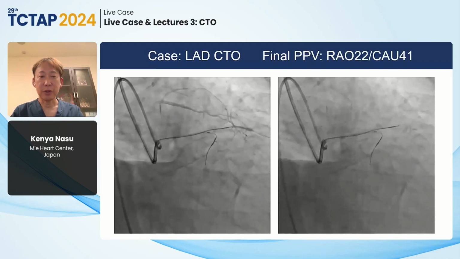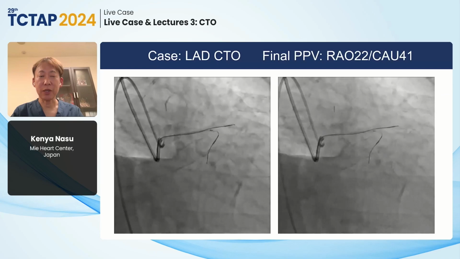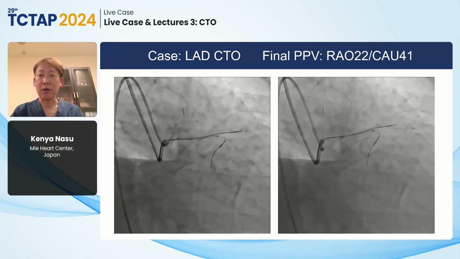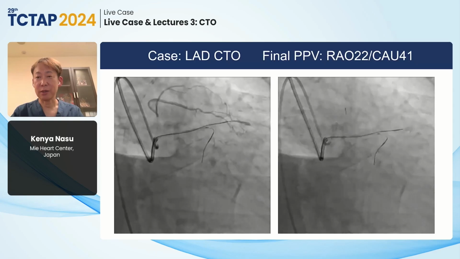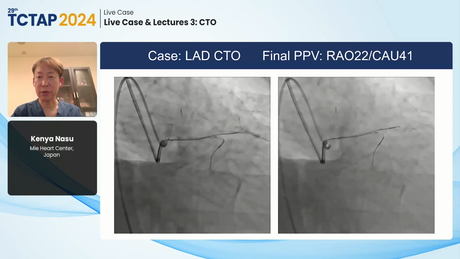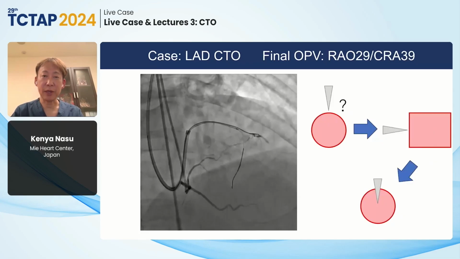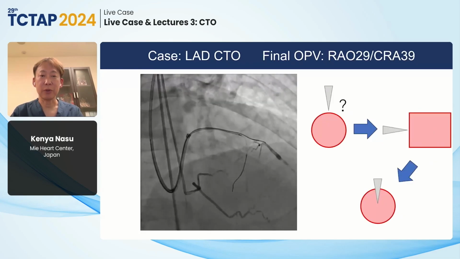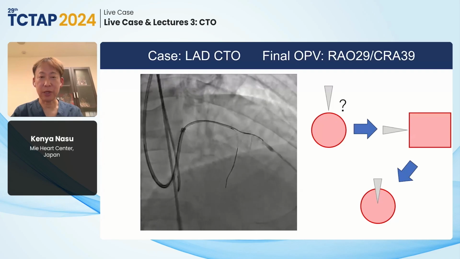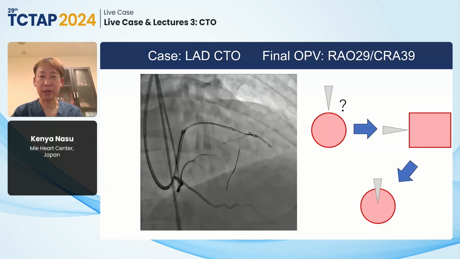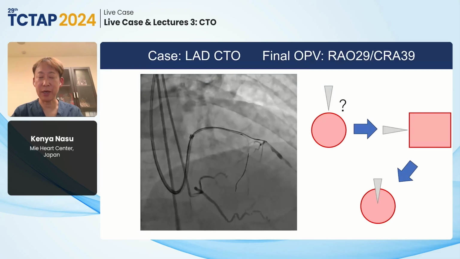In this view, you can see the wire tip has almost kissed the distal landing zone. So I rotated the wire to a straight shape, and I checked in the OP plane again. The wire direction is toward the distal landing zone. So I could push the wire and then get the distal true lumen like this.